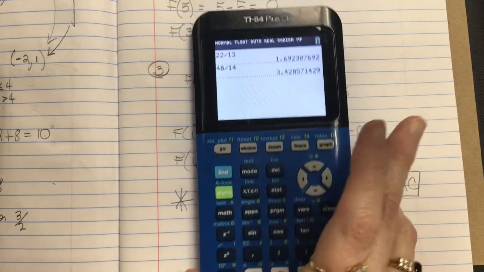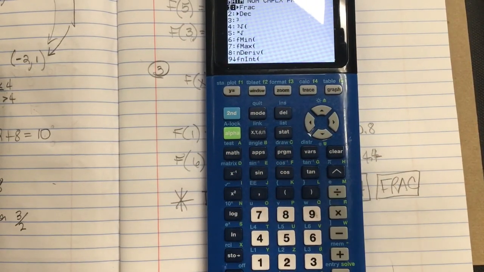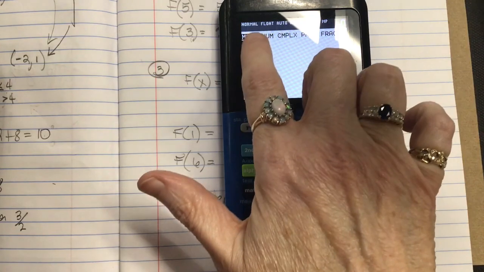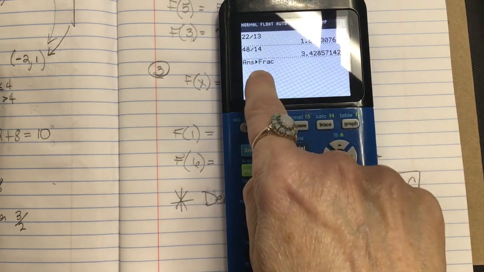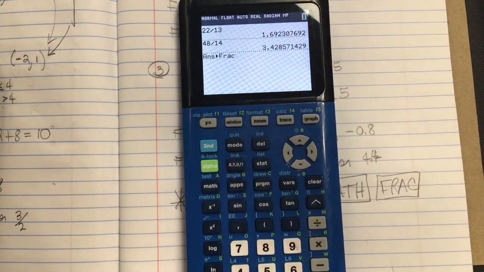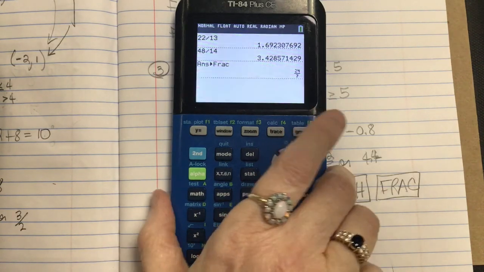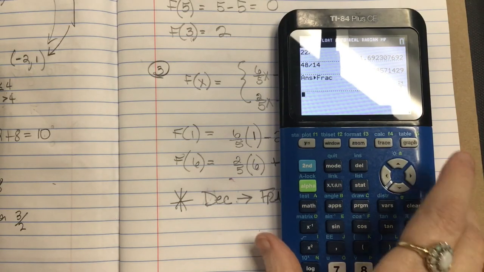So this is where we love this key. Math, right here below your alpha. And instead of calling it math 1 or math enter, we call it math frac, because you're going to take your decimal and change it to a fraction. When you hit enter, that's going to take my answer and change it to a fraction in lowest terms. It will reduce it for you. 24 over 7. So it gives it to you as improper. So that's an awesome key that if you forget to use alpha x, you could use this to change your answer back to a fraction.